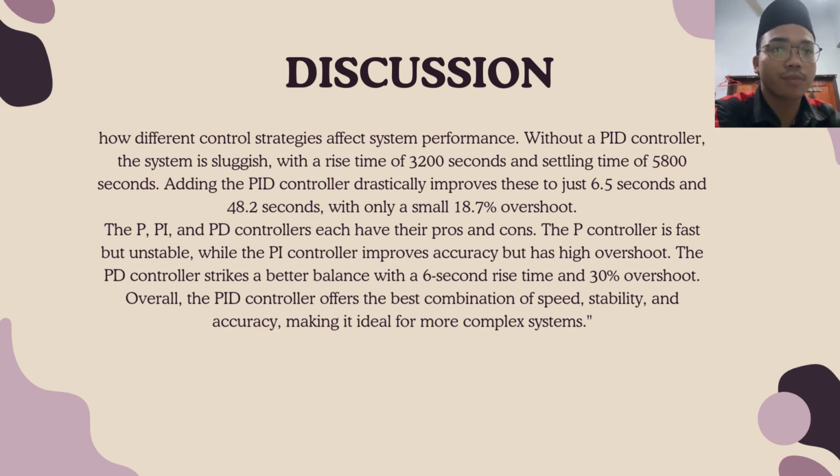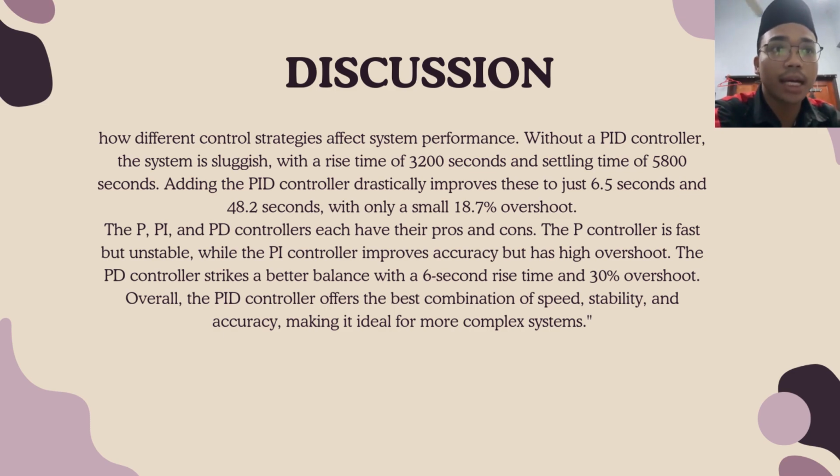Today I'm going to present the discussion part and the conclusion part. So firstly, the discussion part: how different control strategies affect system performance. Without a PID controller, the system is sluggish with a rise time of 3200 seconds and settling time of 5800 seconds. Adding the PID controller drastically improves this to just 6.5 seconds and 48.2 seconds, with only a small 18.7% overshoot.